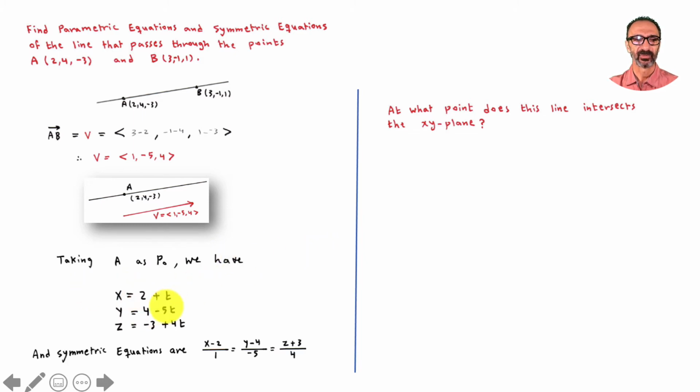Just do the rest. You start here, 2, 4, negative 3, and you add T times 1, T times negative 5, and T times 4. And symmetric equations are x minus 2 over 1, x minus x sub 0 over A, y minus y sub 0 over B, that's ABC, and z minus z sub 0, which changes to plus 3, over C, which is 4.